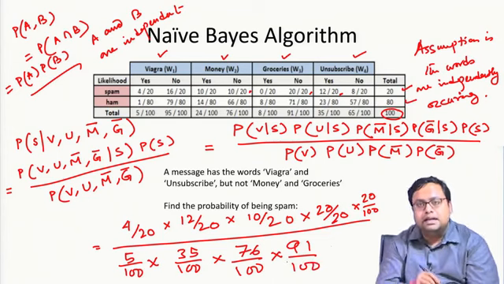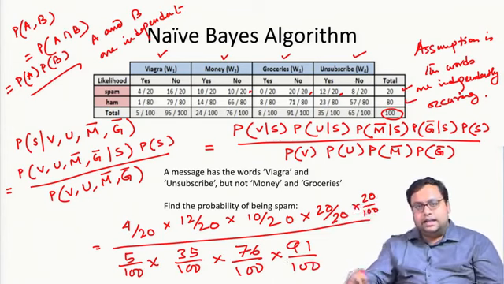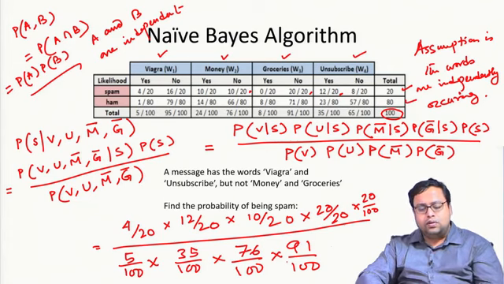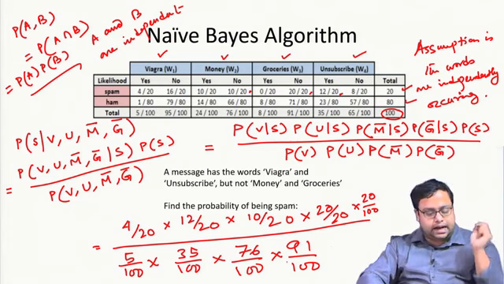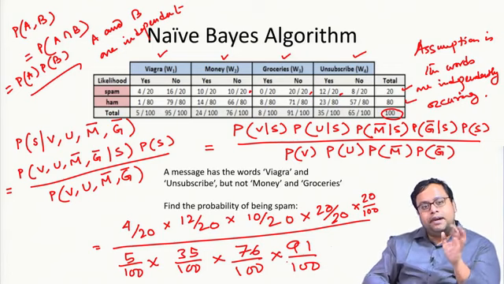Whatever value comes, if it is higher than whatever cutoff you have decided, then it is high, otherwise low, otherwise it will not be a spam. So, this is how we calculate. What is one of the limitations? One limitation is that I am assuming that the words are occurring independently.